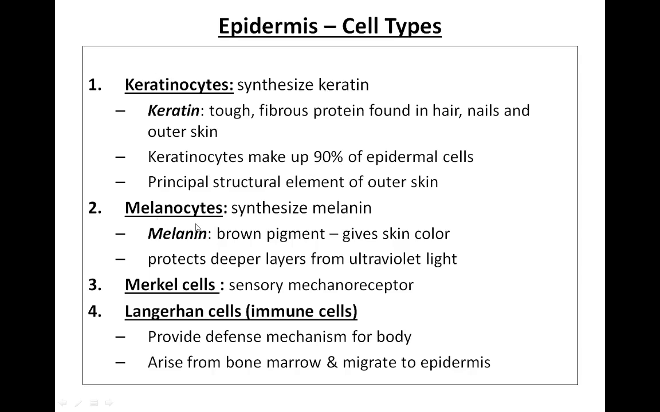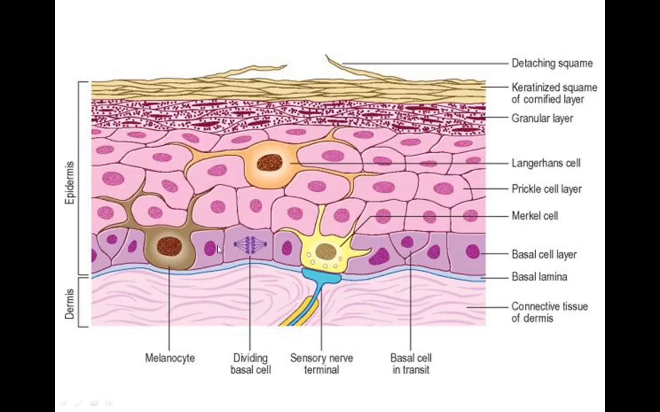Then melanocytes. Melanocytes are for the synthesis of melanin, which is a pigment of the skin. This melanin is a brown pigment that gives the color of the skin. If the amount of melanin is more, then the color of the skin will be towards black. If the number of melanocytes is less, then the person will have a fair complexion. It also protects these melanocytes. Again, it gives the color of the skin, as well as protects the deeper layers from ultraviolet rays.